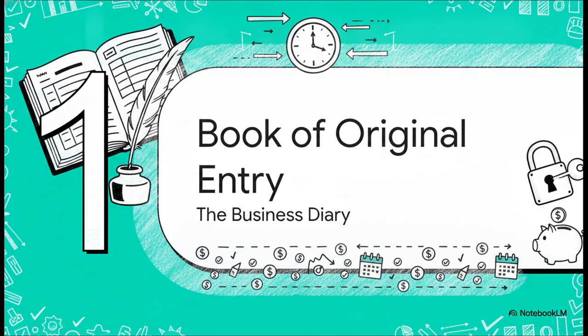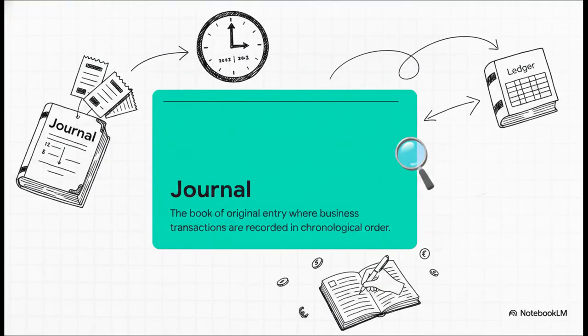Let's look at how a business actually keeps a daily record of its financial life. I want you to think of the journal as a literal diary for your business. In fact, it's often called the daybook. It's the book of original or first entry, where every single business transaction gets written down in chronological order, so date-wise, before it ever makes its way over to the ledger. And just so we're on the same page with the terminology, the actual process of recording these transactions in this book is known as journalizing.